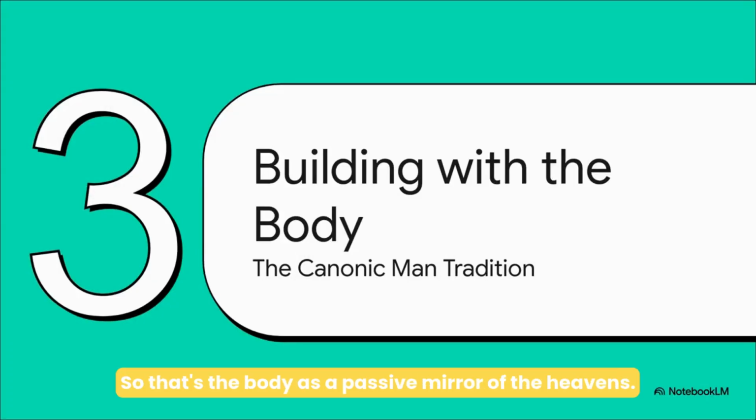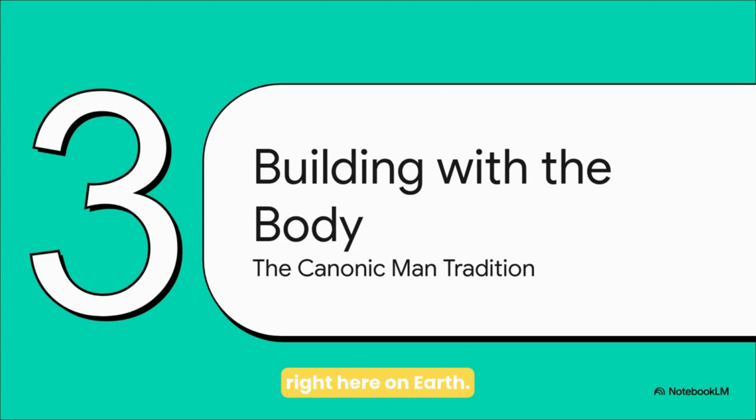All right, so that's the body as a passive mirror of the heavens. But now let's switch gears and look at that other tradition, the canonic man. This is a totally different way of thinking. Here, the body isn't just reflecting the universe, it's actually providing the rules to create order right here on Earth. It's an active blueprint for building our world.